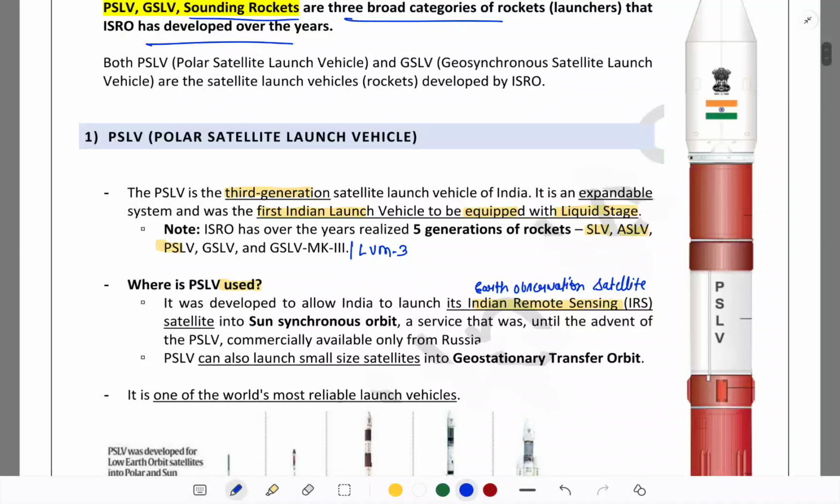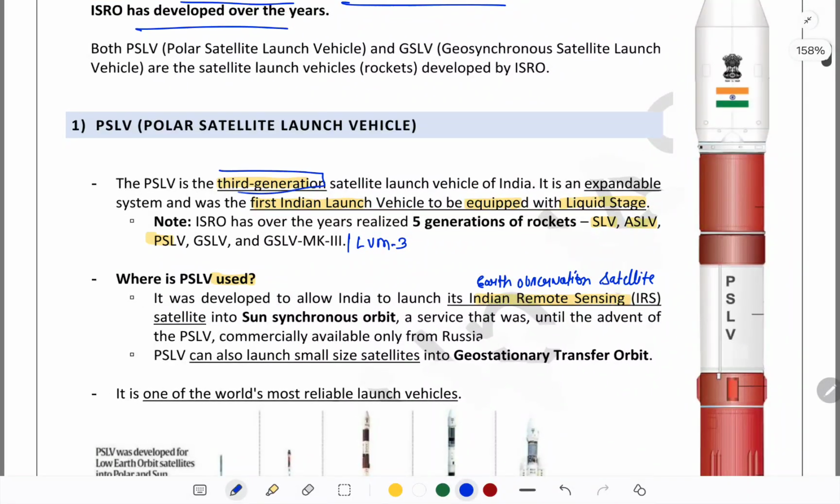Talking about the PSLV, it is a third generation satellite launch vehicle. What does third generation mean? ISRO till now has developed 5 generations of rockets. First is the SSLV, ASLV, and then the third is the PSLV and the GSLV. Clear? And then the GSLV Mark 3, which is also known as the LVM3. So this is the third generation.